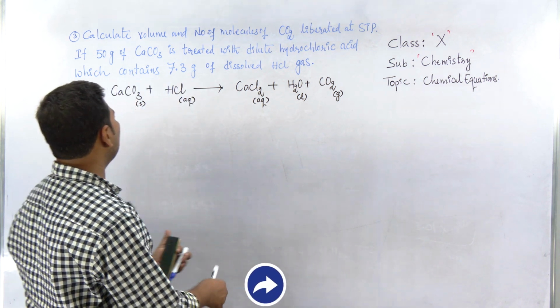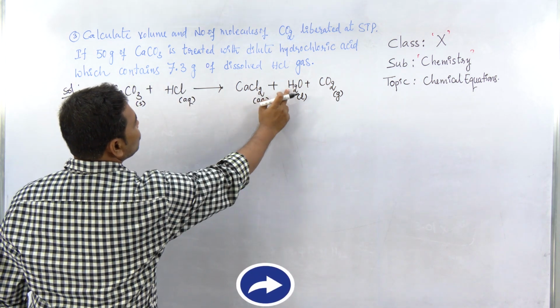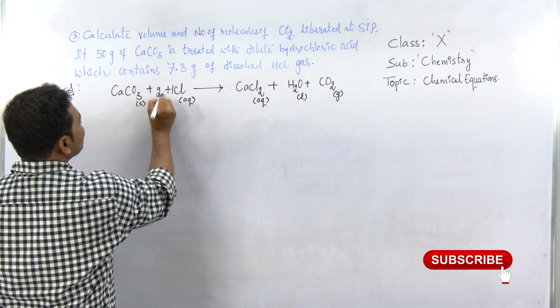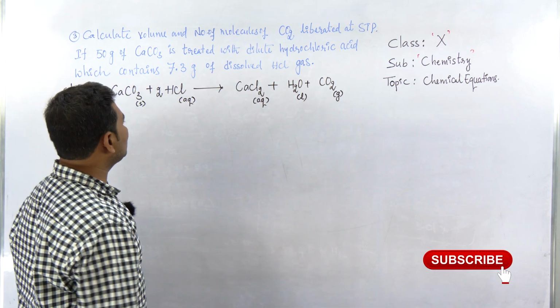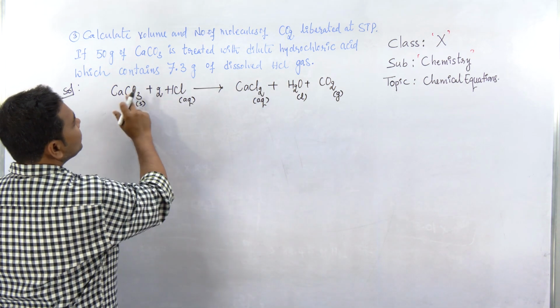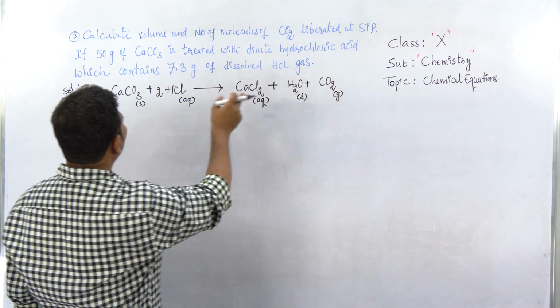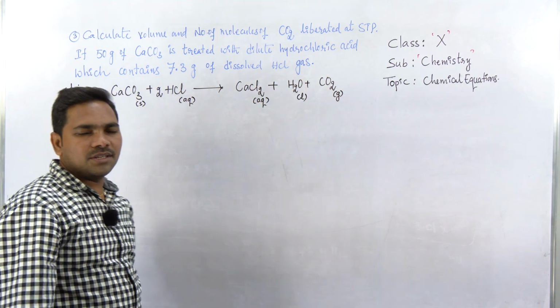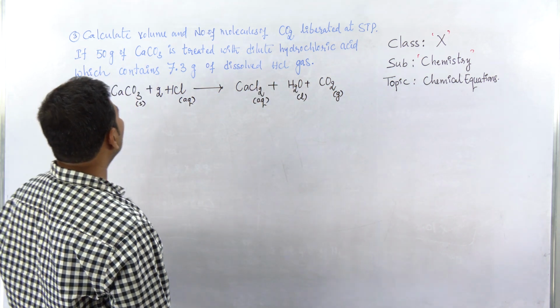We have to balance it. Is it balanced? Right? 2 chlorines, 2 hydrogens. We have only 1 chlorine, 1 hydrogen. I'll make it 2 moles. Right, 1 calcium, CO3, CO2 and 1 CO3, 2 hydrogens, right? This is a balanced chemical equation. Now, let us solve one by one.